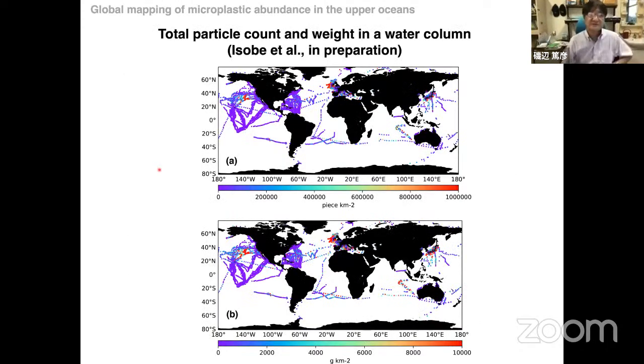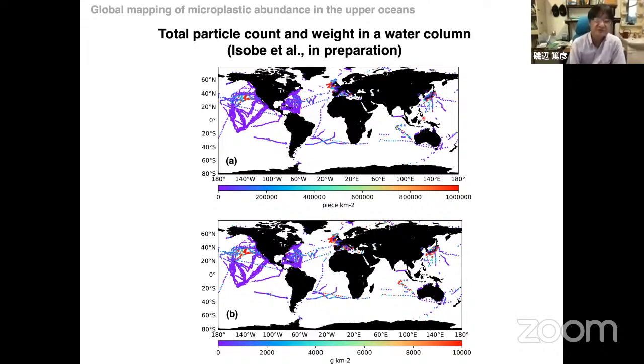This shows the total particle count in the upper panel and the weight in the lower panel in both columns over the world oceans, obtained by many researchers, including published and unpublished data sets. We can find very dense microplastic concentration in this area, the so-called North Pacific garbage patch, and we obtain dense microplastic in the Mediterranean Sea, the ocean around the European countries, and the ocean around the East Asian countries.